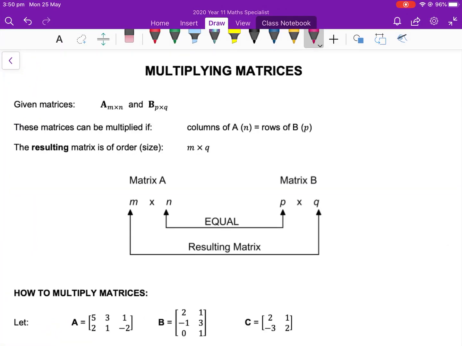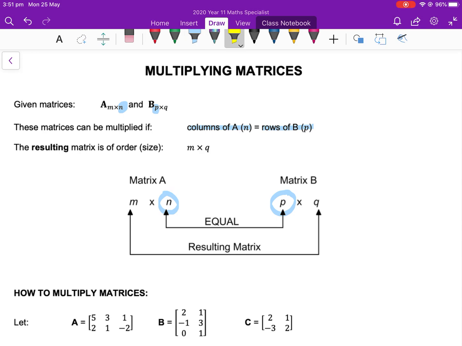In this video, I'm going to show you how you multiply two matrices together. So we're given the matrices matrix A and matrix B. Two matrices can only be multiplied together if the columns of the first matrix, which we've called N, equal the rows of the second matrix, we've called that value P. So we can see here the columns of matrix A must equate to the rows of matrix B.